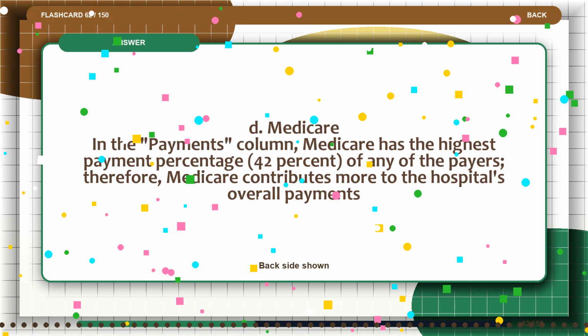The answer is D. Medicare. In the payments column, Medicare has the highest payment percentage, 42% of any of the payers. Therefore, Medicare contributes more to the hospital's overall payments.